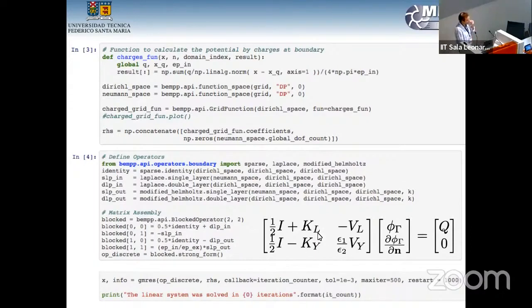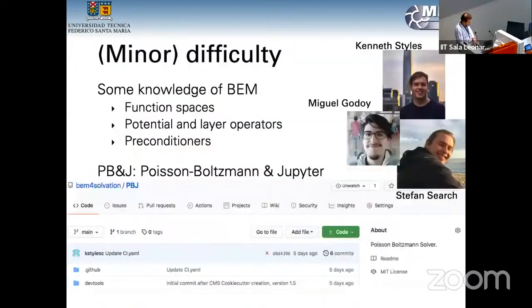This actually made me realize that this was sort of an opportunity. Now I can have students that with a few months of training, can actually be doing science and not worrying about the software development. So one minor difficulty, of course, is that you can't just put this out there for the community, because you still need some knowledge of the mathematics behind it. So you need to know about function spaces, about potential layer operators, about preconditioners, and all this. So that's why with a group of students here, we figured, hey, why don't we do just a wrapper around this, and with a one-liner on a Jupyter notebook, you can do your calculations.